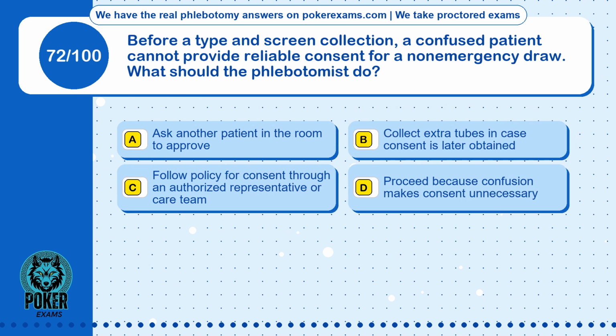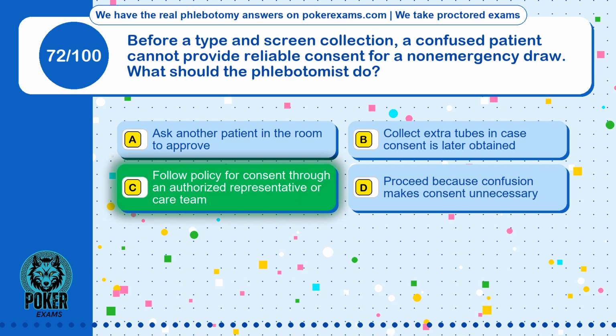Question 72. Before a type and screen collection, a confused patient cannot provide reliable consent for a non-emergency draw. What should the phlebotomist do? Option A, ask another patient in the room to approve. Option B, collect extra tubes in case consent is later obtained. Option C, follow policy for consent through an authorized representative or care team. Option D, proceed because confusion makes consent unnecessary.